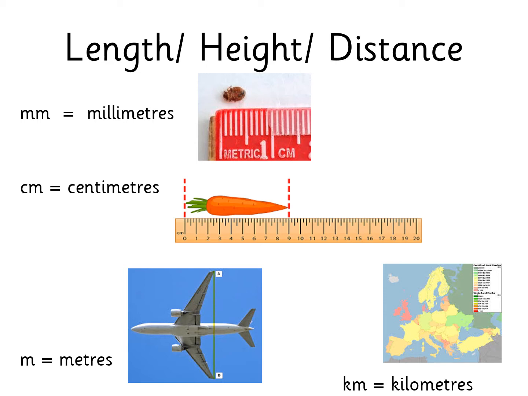We use metres when we want to measure something that's a little bit bigger. If you look at the aeroplane, we can measure the length of the aeroplane in metres, or in this photo we can see that the wingspan of the aeroplane is also measured in metres. If we are measuring a very, very long distance, we use kilometres or km. So if we're measuring from one town to another or one country to another, we will use kilometres.